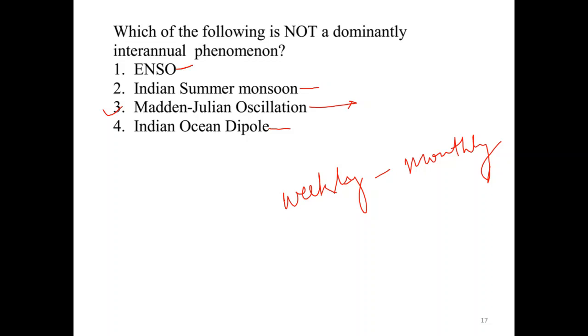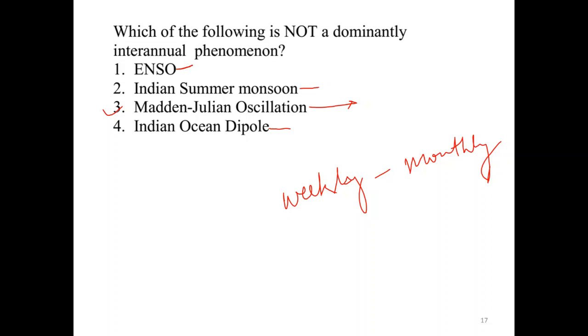As for the rest, ENSO, we all know El Nino Southern Oscillation is a quasi-periodic phenomenon, occurring every 3 to 5 years. Indian summer monsoon is an annual phenomenon, it comes every year. Indian Ocean Dipole is also an annual phenomenon. While the Madden-Julian Oscillation is a quick pulse and a weekly to monthly phenomenon.